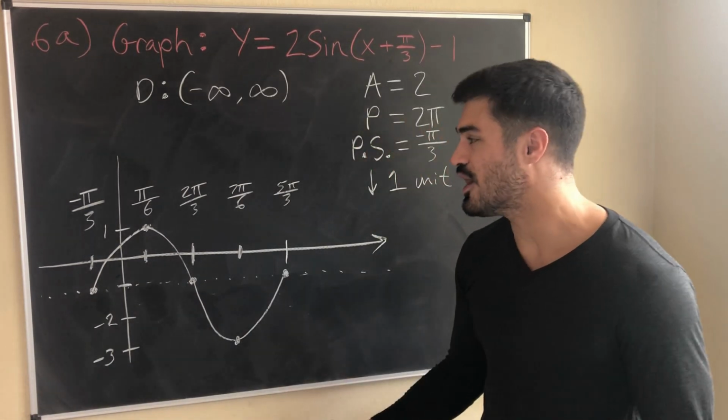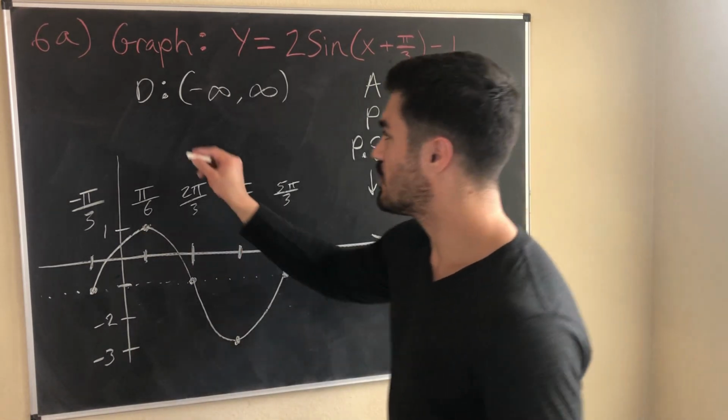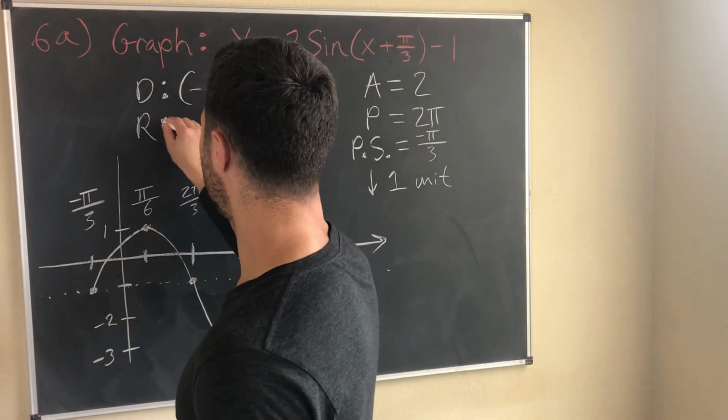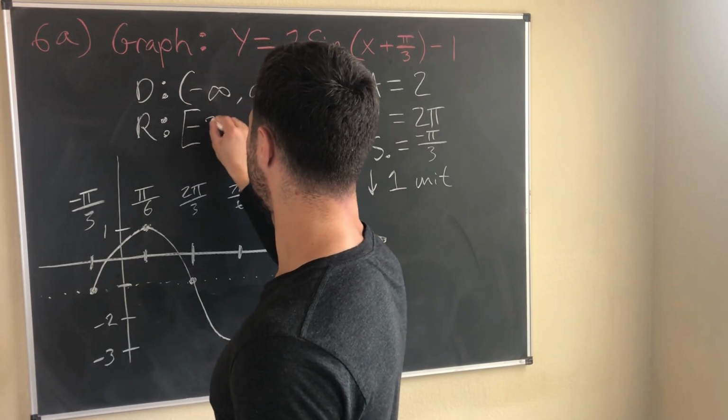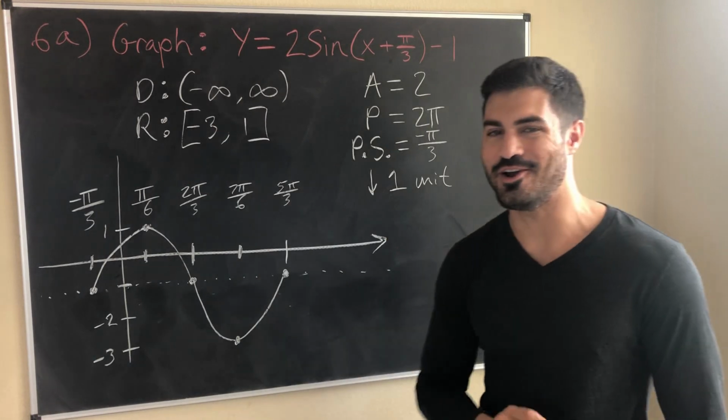Well, we can see it from the graph. The minimum value is negative 3, the maximum is 1. So our range is from negative 3 to 1, and we do include those values. Pretty straightforward, hopefully, but yeah, sorry, I almost forgot that.